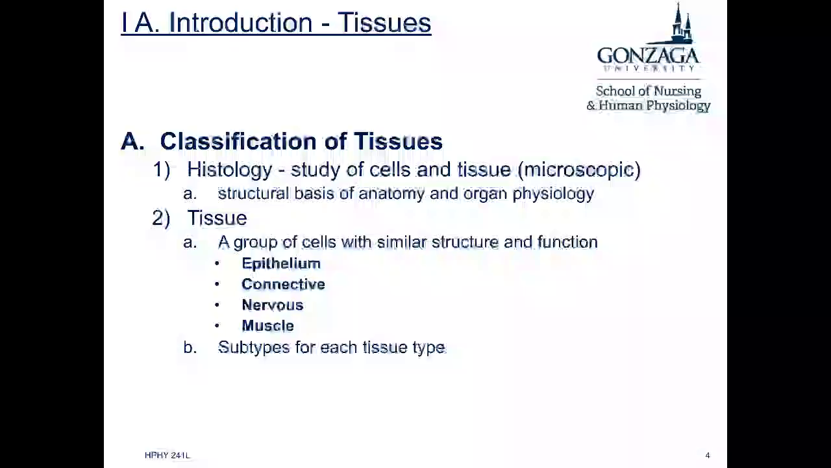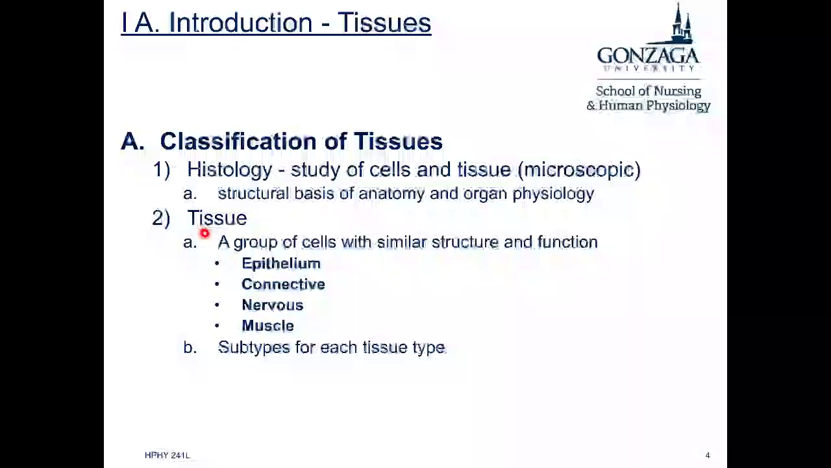So histology is another term that you might hear your professor or TA say, because histology is the study of cells and tissue, and we're talking on a microscopic level here. The reason it's important is because histology is really the structural basis of anatomy and organ physiology. When we know how something is organized or structured, it gives us a hint at how that tissue or organ could function.